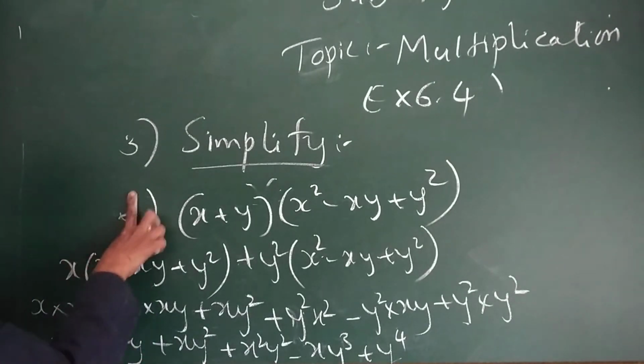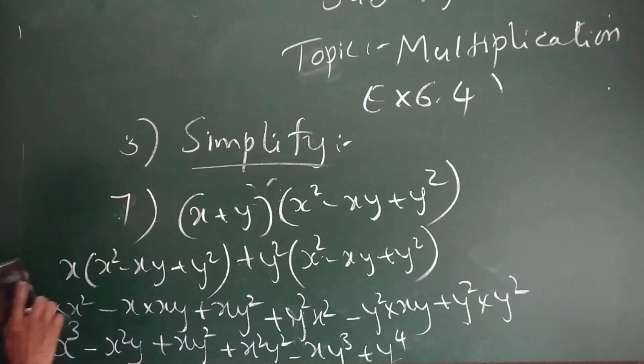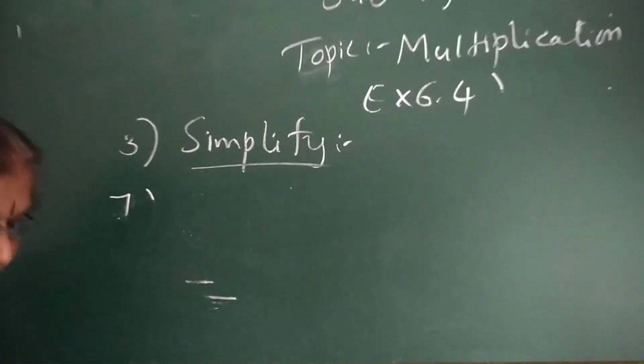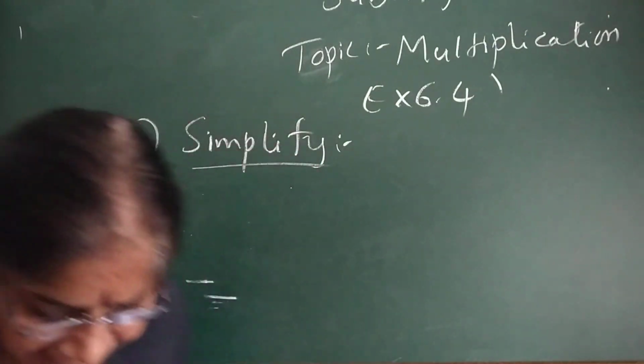And the last sum I am going to do, that is sum number 7. I will show you how to do it, because it has a decimal point. In third main only simplify, it has a decimal point.